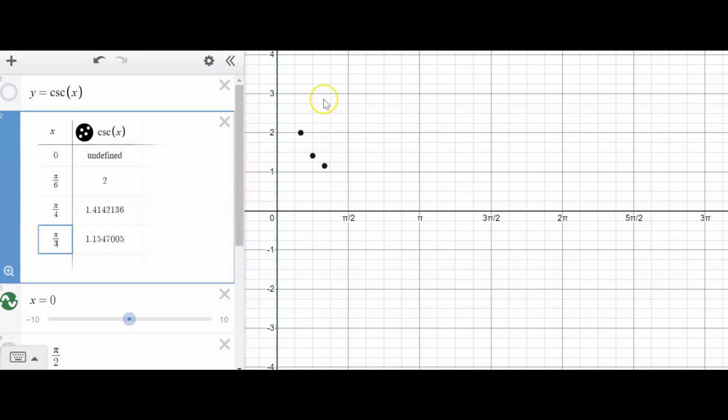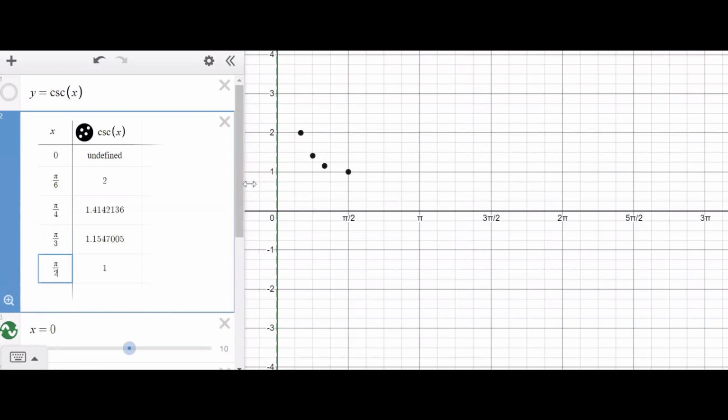So just like secant started at positive infinity and then came down and went through 2, then square root of 2, then 2 square root of 3 over 3, and then what did it go to? It went through 1, right? So at pi over 2, sure enough, there's 1. We've got this same kind of downward and then bowl shape again. We're going to see the same pattern here that we saw in secant, only instead of starting at -pi over 2, we're starting at 0, okay?